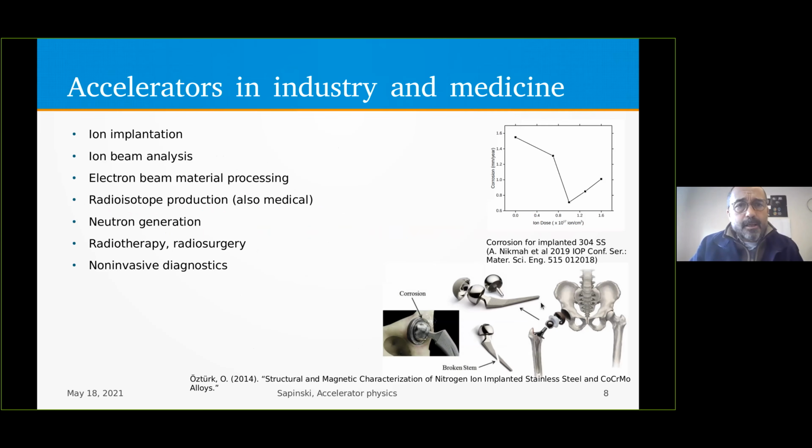But this whole week is not really about accelerators in particle science or nuclear physics. It's about accelerators in industry and in medicine. And I'm not going to go through this slide, because there will be so much more during the week about these applications, of course, especially in medicine.